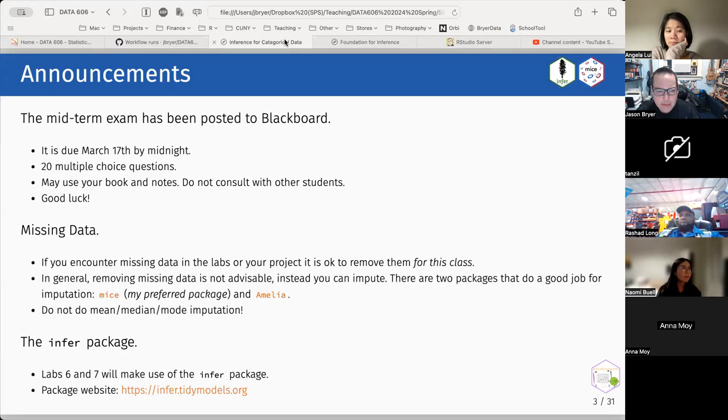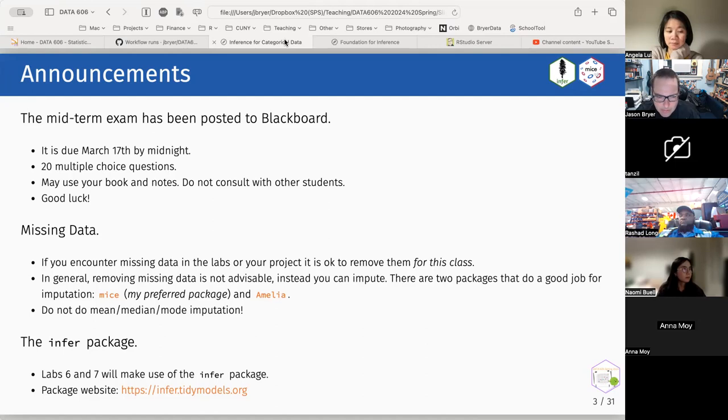I'm going to punt on this second item, other than to say if you're encountering missing data, whether in the labs or next week when we introduce the data project, I think it's perfectly fine to just remove rows with missing values, although in practice that's not really what you want to do. I may post a slide deck on missing data as supplementary material, if you want to do something more appropriate using either the mice package or Amelia.